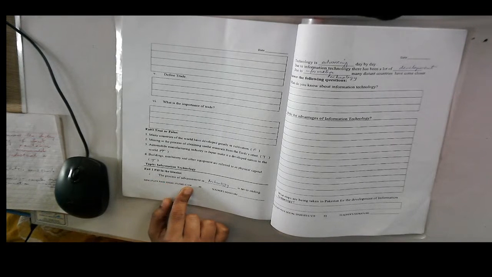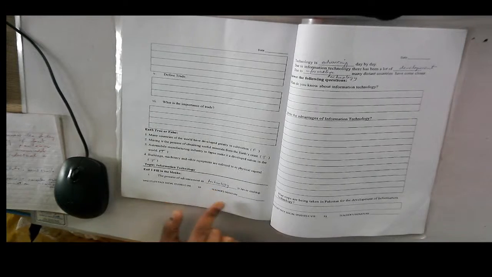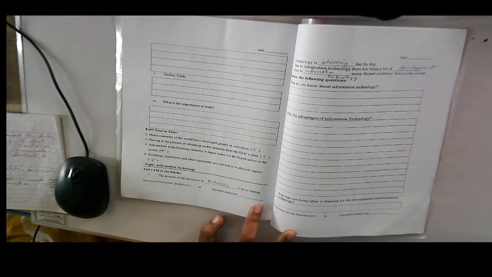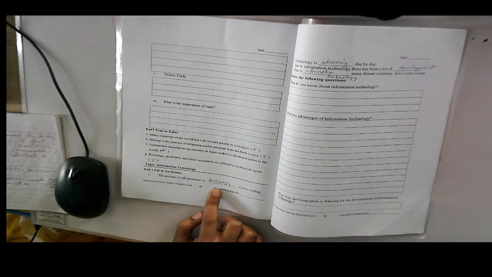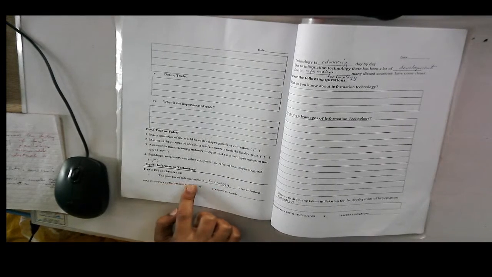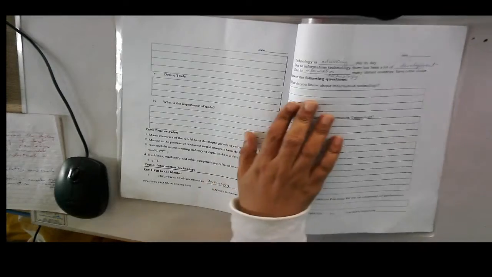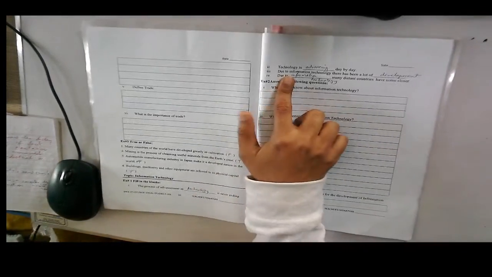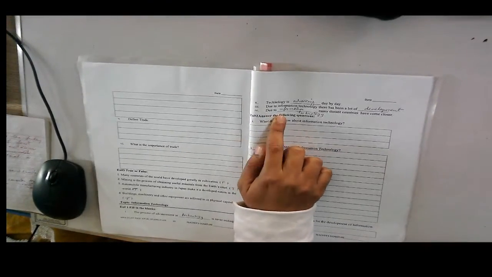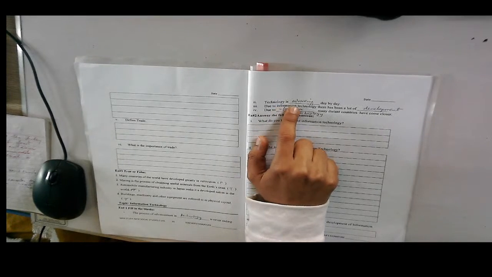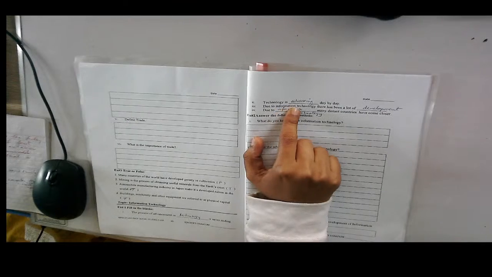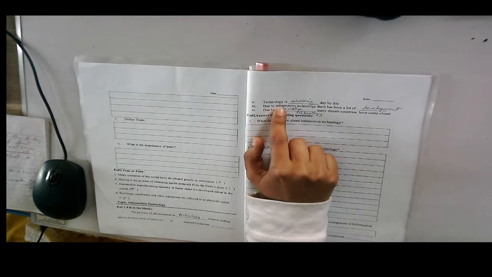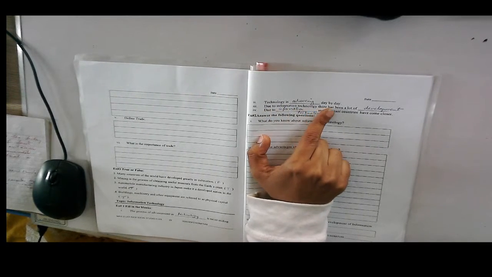The process of advancement in dash is never ending. So the process of advancement in technology is never ending. Number 2, technology is dash day by day. Technology is advancing day by day.